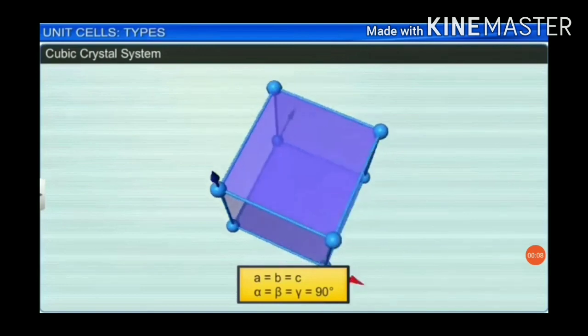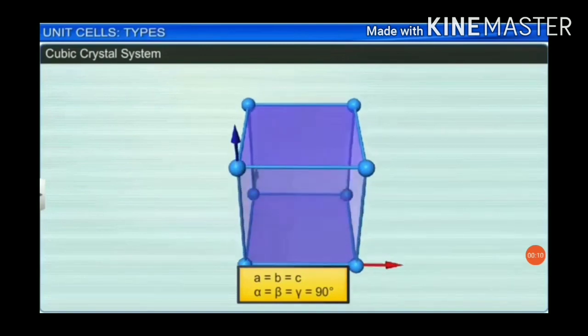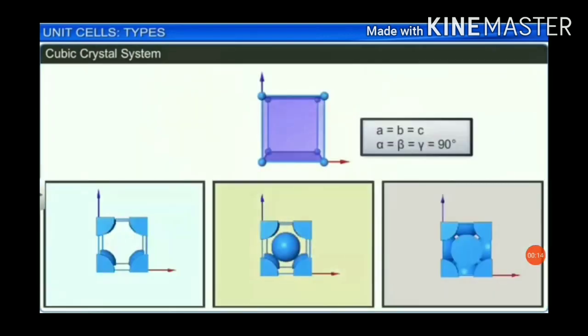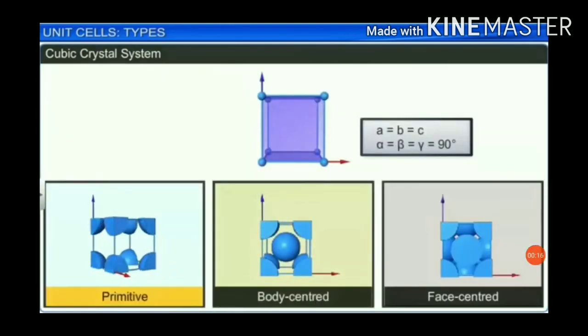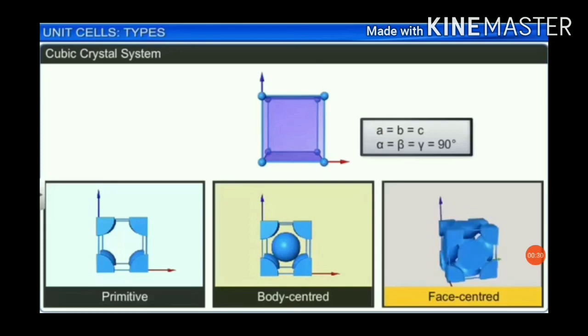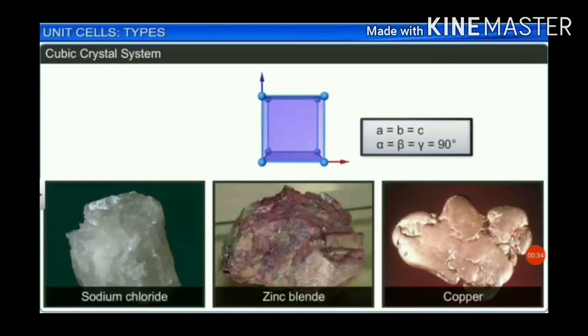First one, cubic crystal system. In this, a equals b equals c, and alpha equals beta equals gamma equals 90 degrees. The possible variations are primitive, body-centered and face-centered. That means these three versions of the cubic crystal system are seen in nature. Examples: sodium chloride, zinc blende and copper.